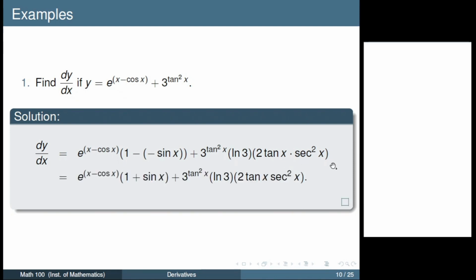And simplify lang din natin. Ay yung dalawang negatives dito, naging plus here. And then, we just inayos lang natin to, no? So, combine the tan x and secant squared x. So, this would be our final answer. Okay?